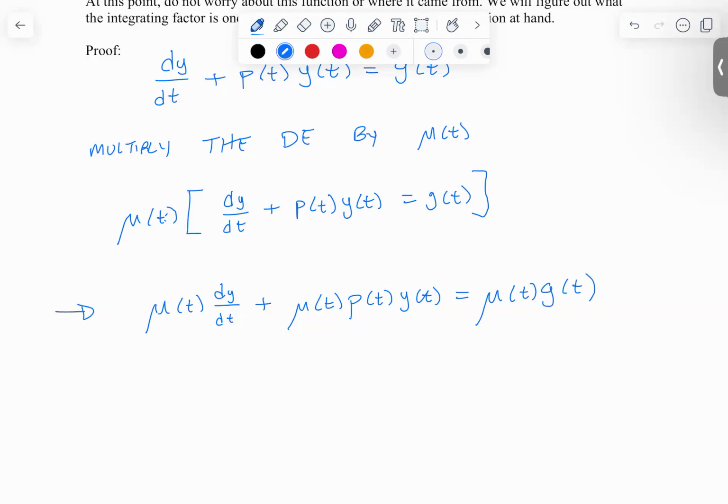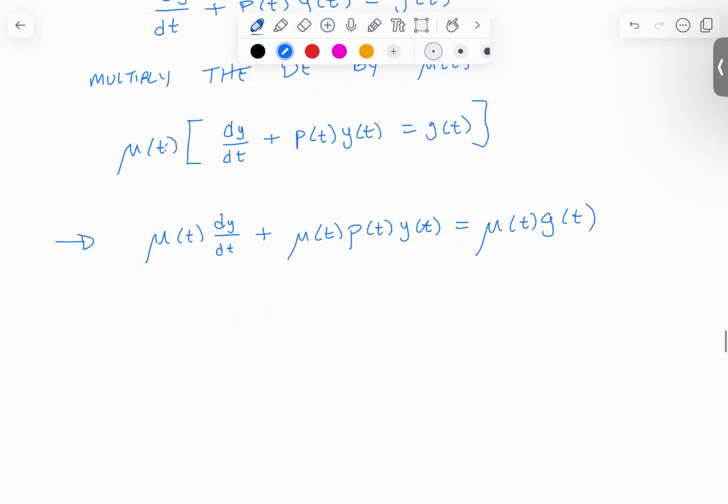Okay, so we multiply that through and we have a big old mess of a bunch of things that we don't know what they are: mu of t, p of t, y of t, g of t. All of these create giant functions. In order to simplify this down a little bit, let mu of t, specifically mu prime of t, equal mu of t, p of t.